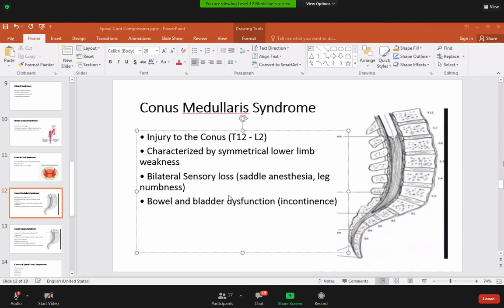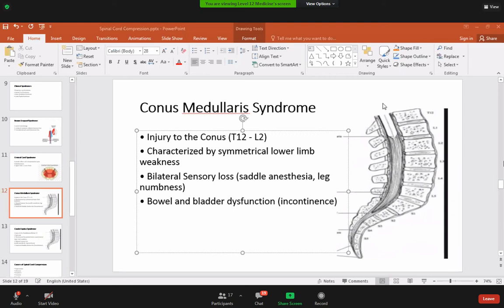And there is also involvement of the lower limb, leg numbness is also there. Then the patient will have bowel and bladder dysfunction because the lower sacral nerves are also affected. So the bowel and bladder dysfunction will be prominent here.